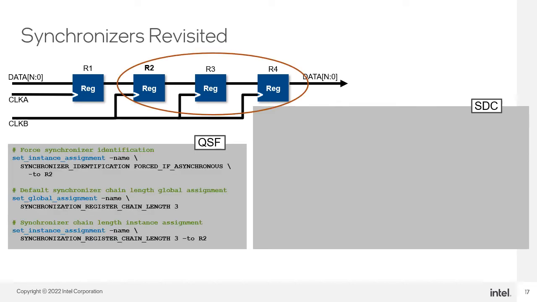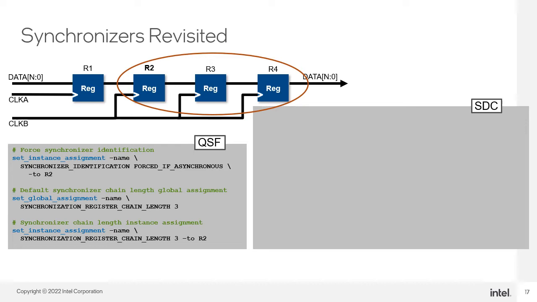The software tools automatically detect synchronizer circuits, but we can also manually tell the tools about the synchronizer. The synchronizer identification force-if-asynchronous assignment tells the tools that it is a synchronizer chain if Reg2 has a clock that is asynchronous to the clock of the preceding register, which means that the tools will place the synchronizer registers as close together as possible.